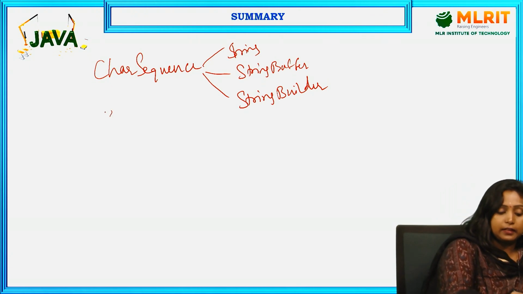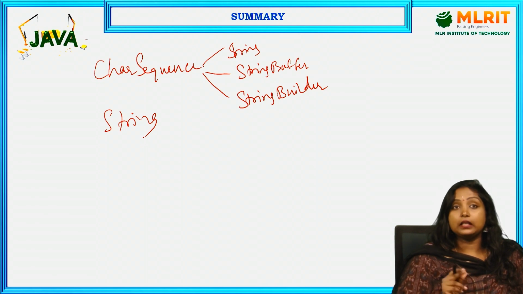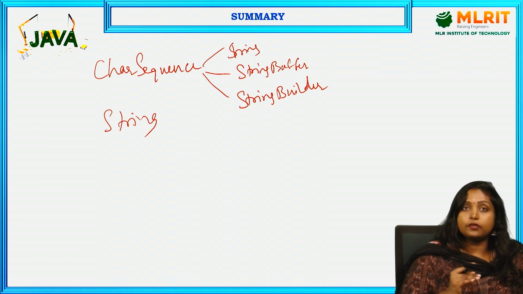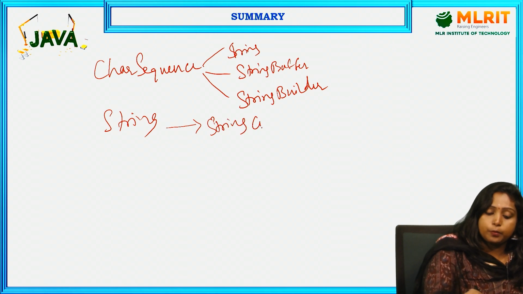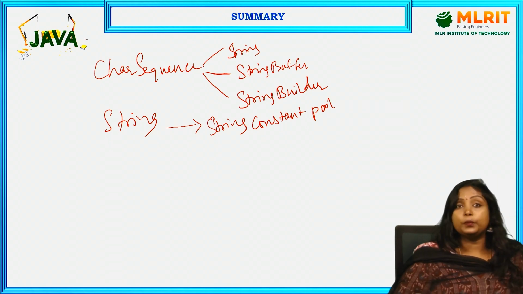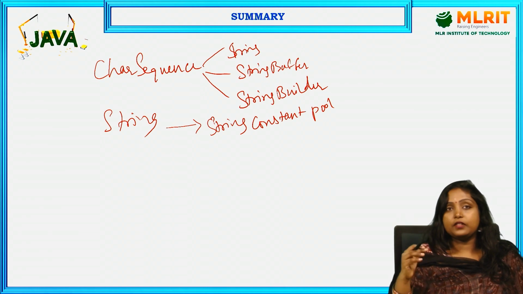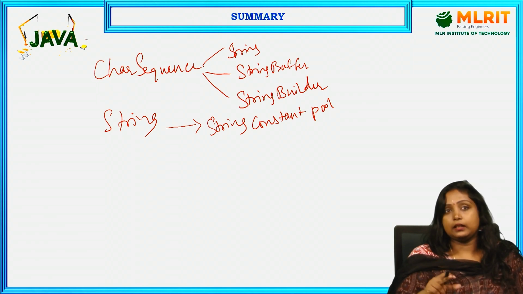Next, we have seen what a String is. String is a class which is immutable, which means it cannot be changed. The string objects which are defined are saved in the string constant pool. If I create a duplicate string object with the same value which was defined before, a new instance will not be created, it will refer to the one which is already there.